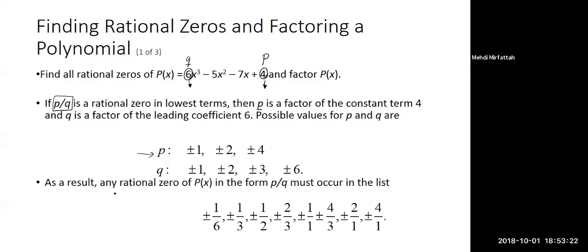So, as a result, any rational zero of P of X in the form P over Q would be plus and minus 1 over 6, 1 over 3, plus and minus 1 over 2, 2 over 3, 1 over 1, 4 over 3, 2 over 1, 4 over 1. If you reduce that, you would get one of these. So you get like 4 over 6. That would be reducing to 2/3. It's already here. So these are all the possible ones.